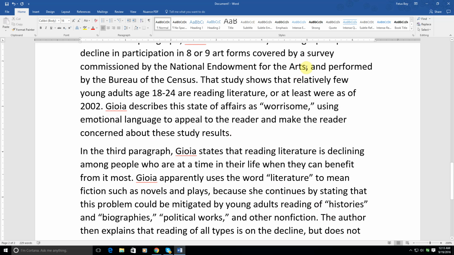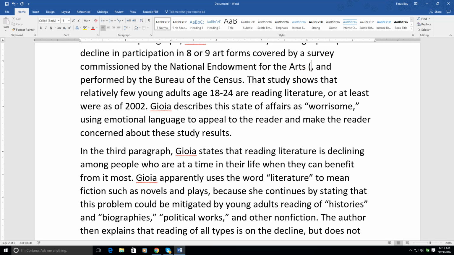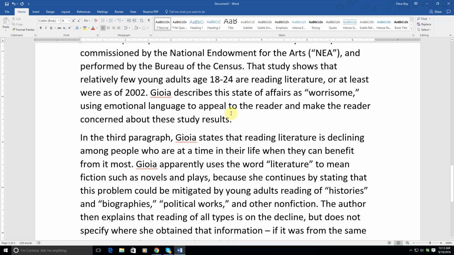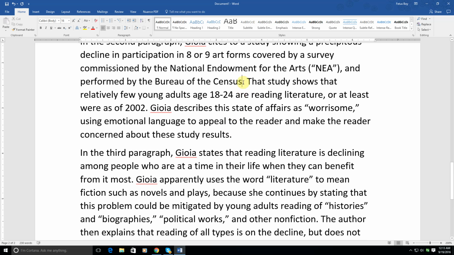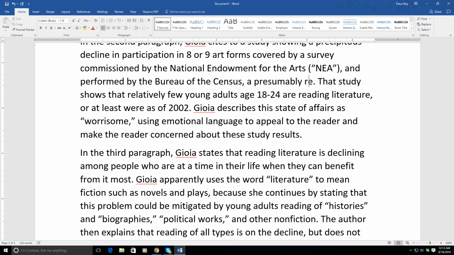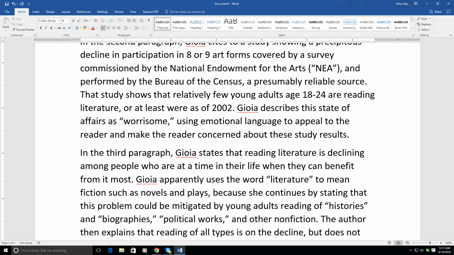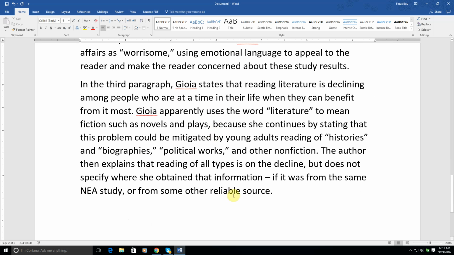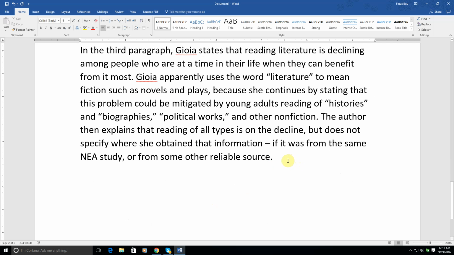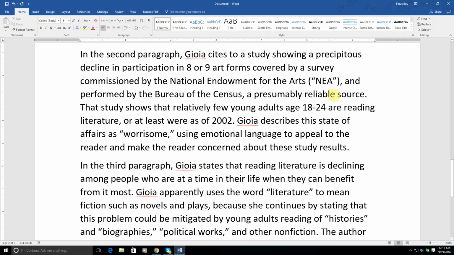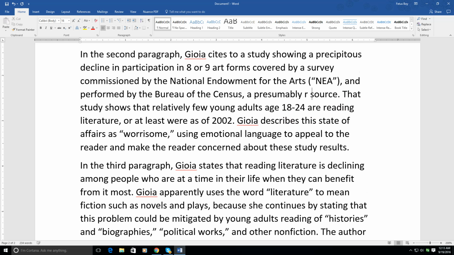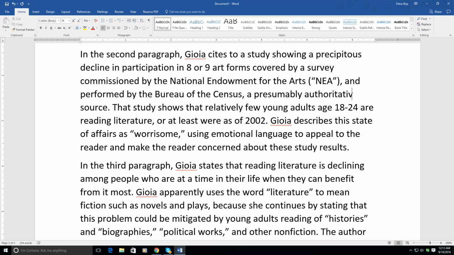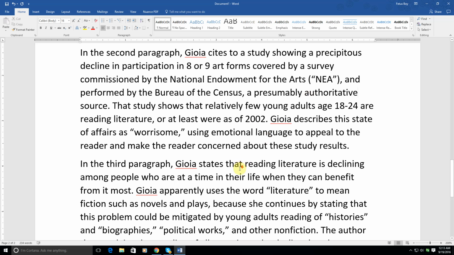All right. Always good to specify what your abbreviations mean, so I'll put that up here. We'll say it's a reliable source. Okay. Let's see, shouldn't use reliable twice. We'll say presumably authoritative source. Okay, so here we go.